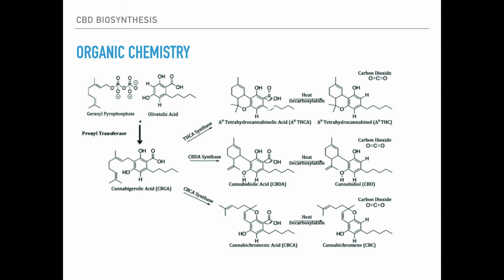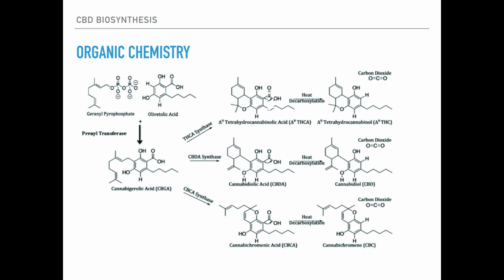If we have a look at the top, we have two primary compounds on the top left-hand side of your screen, one of which is olivetolic acid, and that undergoes alkylation with geranyl pyrophosphate via the prenyltransferase enzyme, and that produces the mother compound CBGA. Now, the mother compound is considered the mammy cannabinoid. All other cannabinoids, of which there are 85, are produced in some way, shape or form from CBGA.